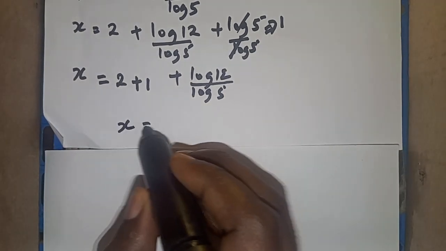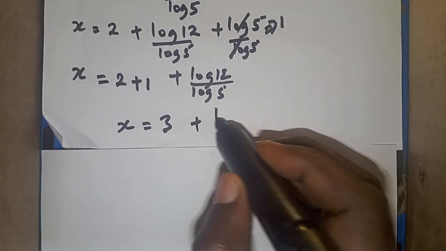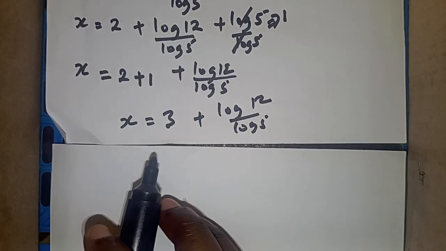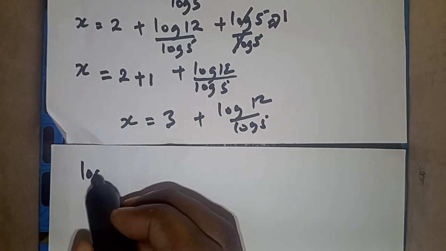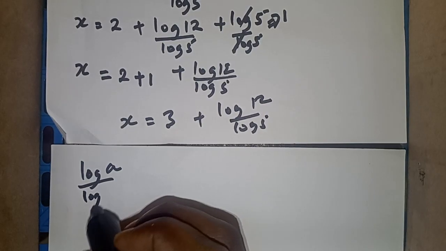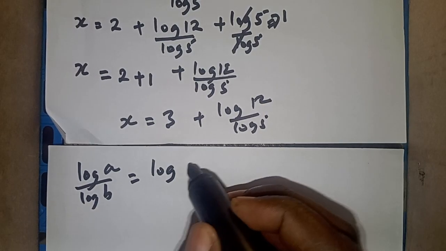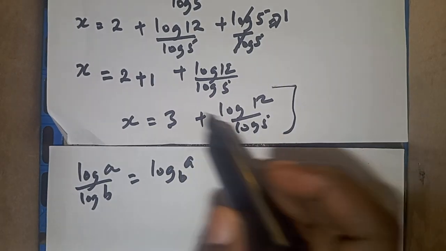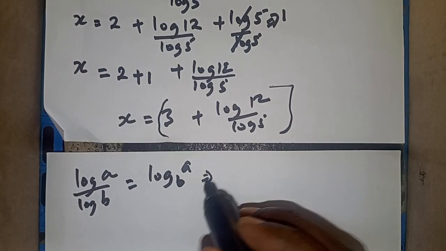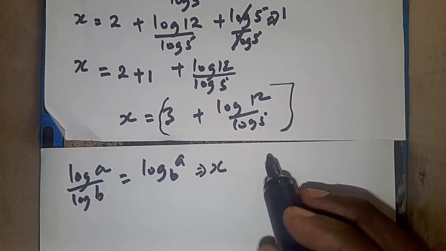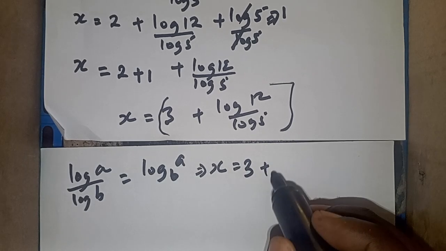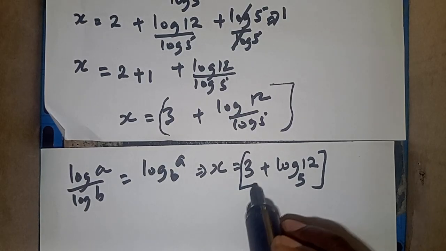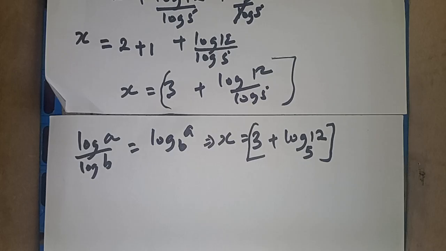Then of course, this will be 3 plus the log 12 divided by the log of 5. You want to recall that wherever you have the log of A divided by the log of B, this is the same as writing log A to the base B. Applying that, my final value of x, which was required, should be equal to 3 plus the log 12 to the base 5 as the final value of x.